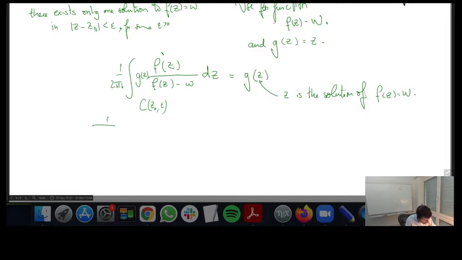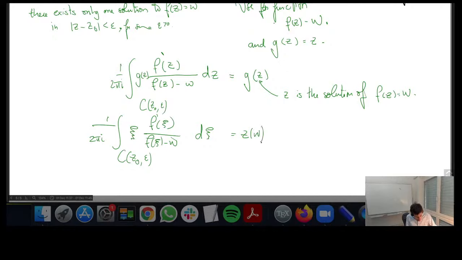So let's make this a dummy variable here. Let me rewrite this: 1 over 2 pi i, integral over the circle around z0 of radius epsilon. Instead of z, let's use xi, like how we did for the Cauchy integral formula. And so now we have f prime of xi over f of xi minus w, and we have xi here, because g of xi is just xi, equals z. But z is now a z of w, because z of w is the zero of this here, the solution of the equation.